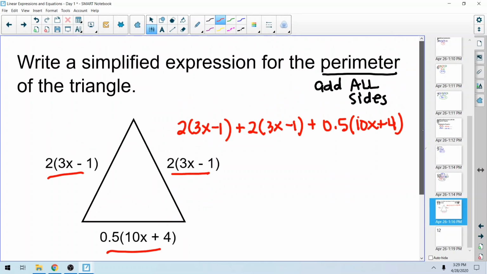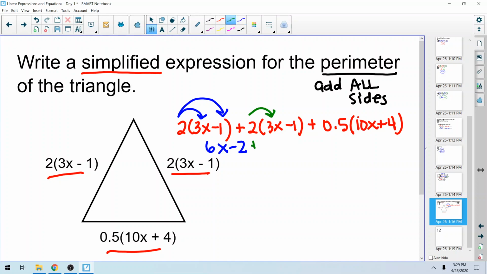Now the other key here is it said simplified. So we're going to have to multiply using our distributive property and then combine like terms. First of all, 2 times 3, 6x, minus 2 times 1 is minus 2. Next one, same thing, 2 times 3x is positive 6x, 2 times negative 1, negative 2. Now, next one, if you need your calculator, use your calculator. 0.5 times 10 is a positive 5x. 0.5 times 4 is a positive 2.